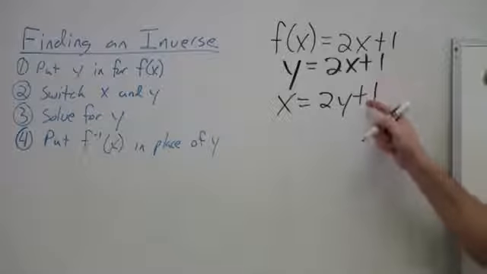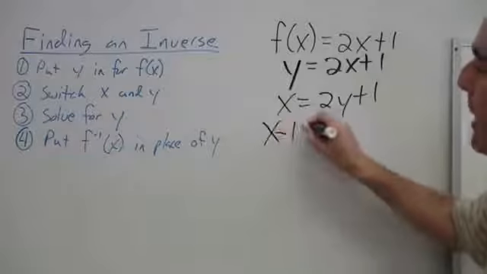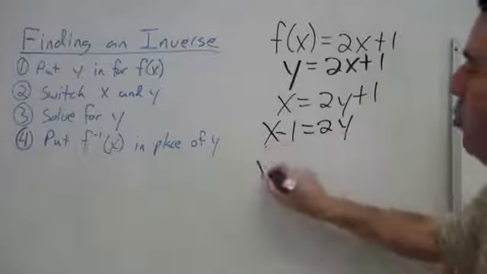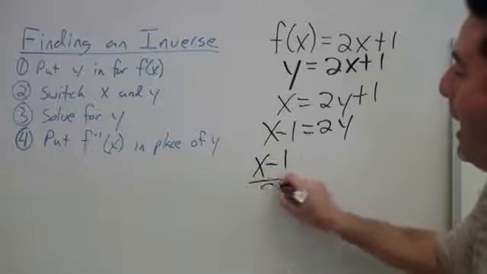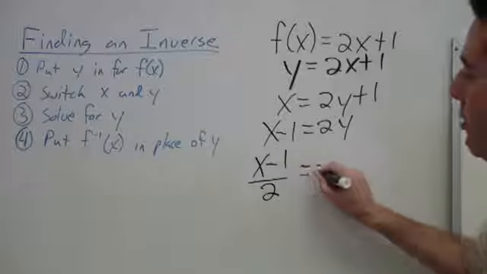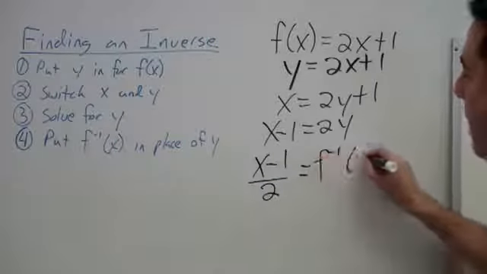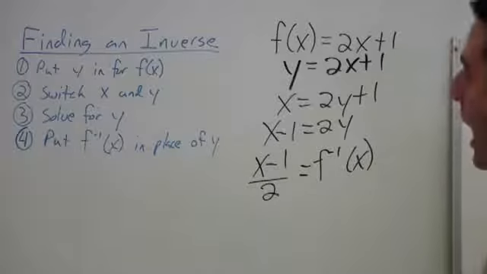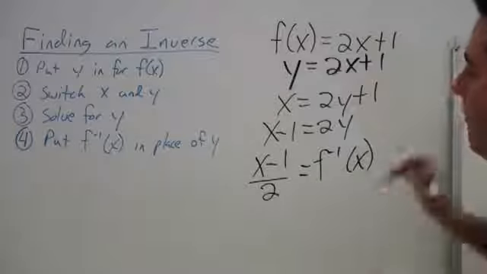First, I'll subtract 1 from each side, and then I'll divide each side by 2 to get the y by itself. Everything there is divided by the 2. This is f inverse. There it is solved for y, and there we have f inverse.